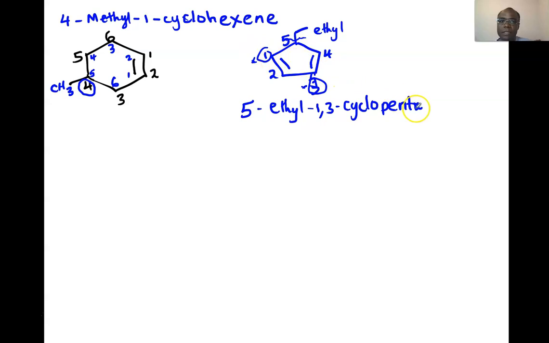Because there's 2 double bonds, that's why I'm saying penta. Others would have said pentene. Penta, then di to specify the 2 double bonds, and then ene, diene, 2 double bonds. All right.